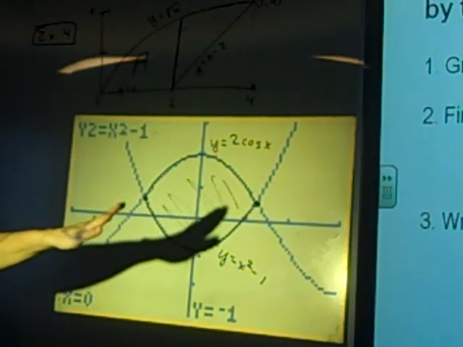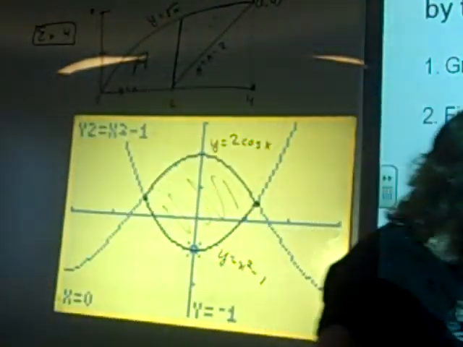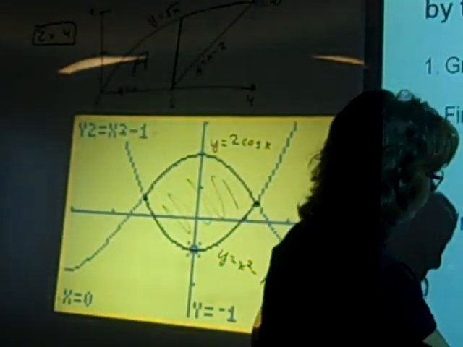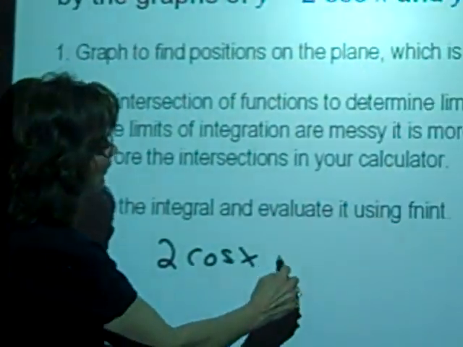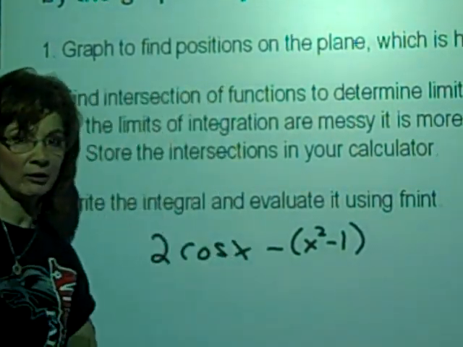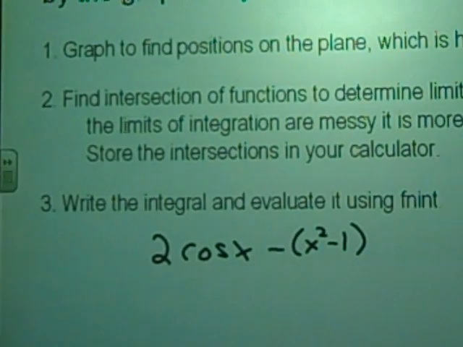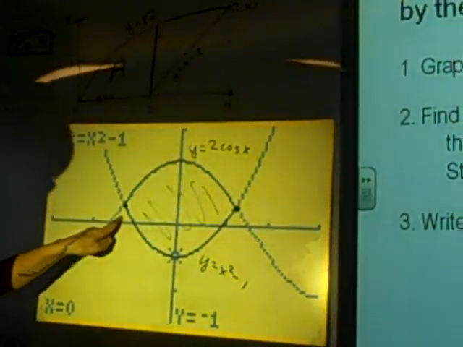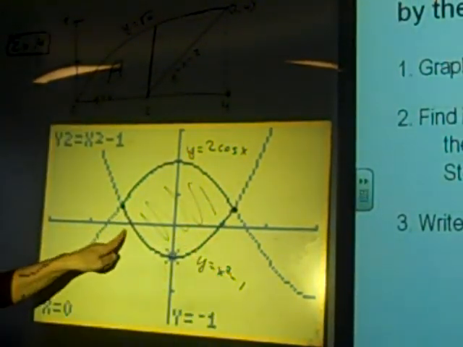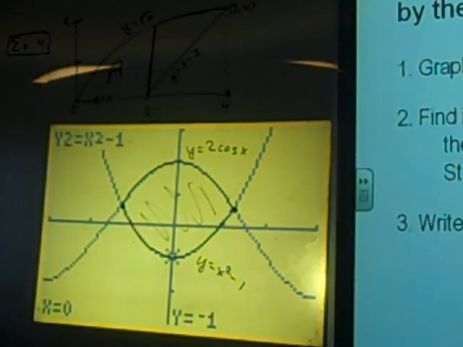So right away, when I'm going to write my integral, I'm going to put this one first. So I'm going to write 2 cosine of x minus x squared minus 1. That's going to be my equation to find this area here. But I need my limits of integration, and they're going to have to go from here to here. Doesn't look pretty. This is 2, negative 2. This is negative 1. So let's use technology and calculate our intercepts.